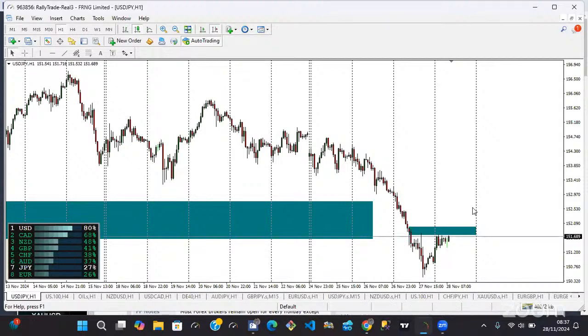Until it breaks, I'll be looking out for a bullish momentum because the dollar is fairly strong right now. That being said, for some persons who want to trade the sell, you can trade the sell, but please make sure you have your stop loss somewhere above, just to be safe. Because the dollar is the base currency right here, and the dollar is fairly strong. You can see it 80% strong, and the JPY is like 27%.